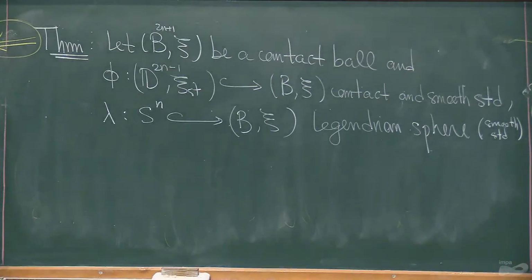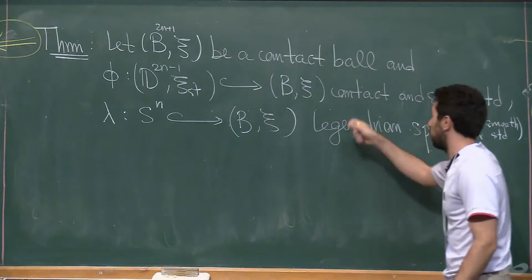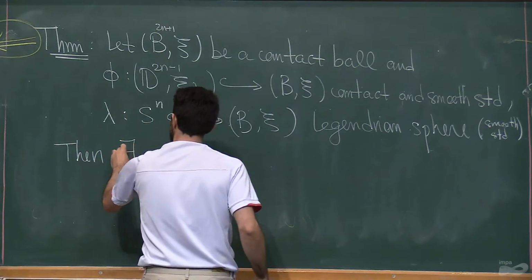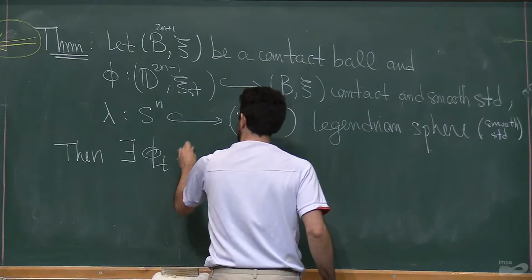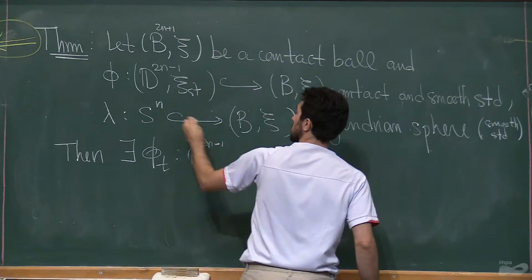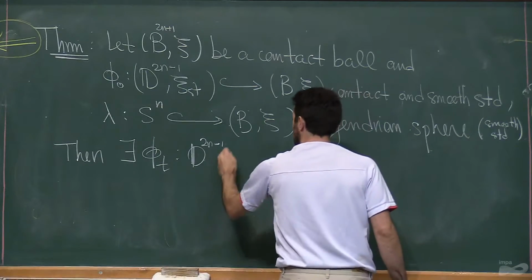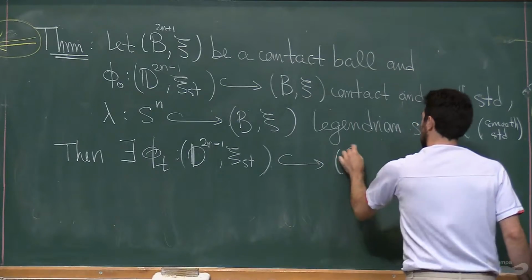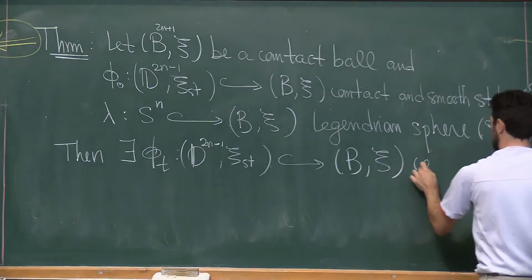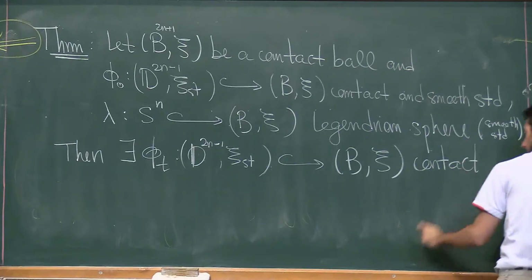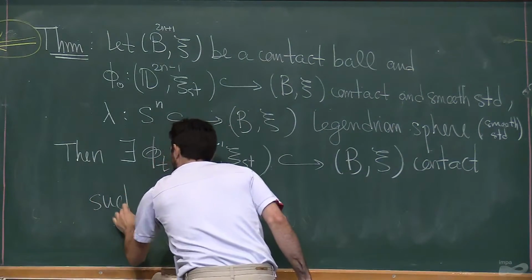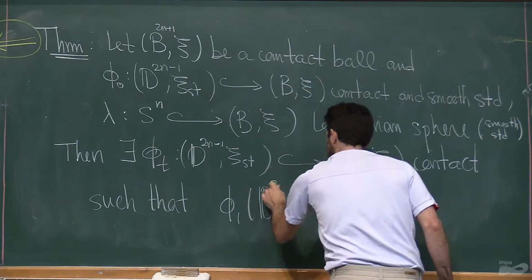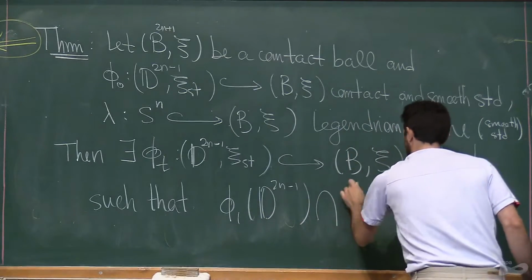Okay? So now the claim is that this is a contact manifold, this is a Legendrian, then there exists a contact isotopy phi_t, such that at the beginning it's just this phi_0, and at the end, it's going to be an embedding, which is disjoint from the sphere. So then there exists phi_t inside of this, and this is a contact isotopy, such that phi_1 of the disk has image absolutely disjoint from Lambda.